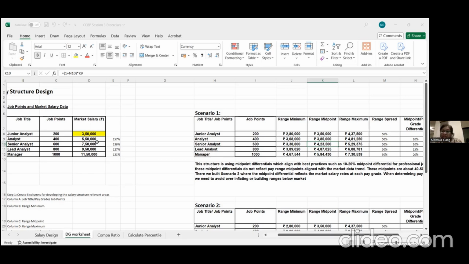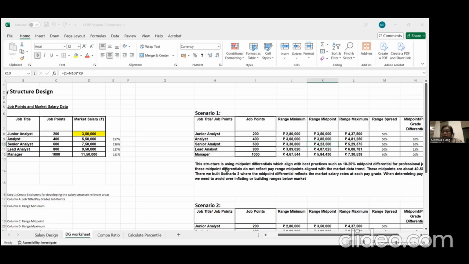Now, you may ask, for example, in reality, if it has happened, typically when your data comes like this, do you know what would have happened? Sometimes what happens when you're collecting market data, maybe your entry-level people have all attrited, and the kind of market data you have got is all of tenured people whose salaries are very high. So therefore, when such things happen, you need to look at some more data. Are you with me? Okay.